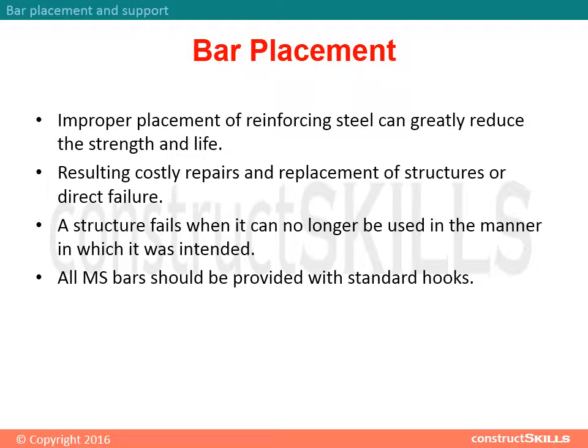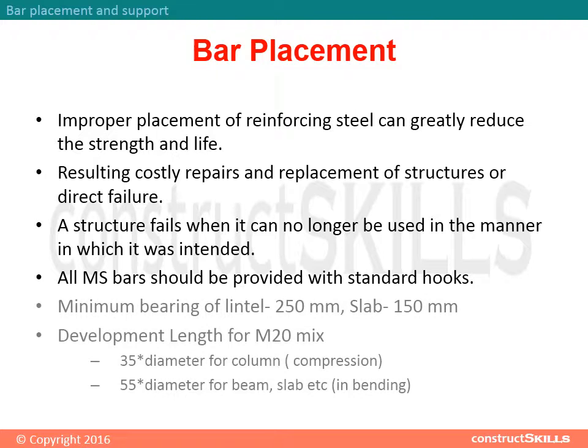A structure fails when it can no longer be used in the manner in which it was intended, and all mild steel bars should be provided with standard hooks. Minimum bearing of lintel is 250 mm and slab is 150 mm provided. Development length for M20 mix is 35 diameter for column and 55 diameter for beam, slab etc.